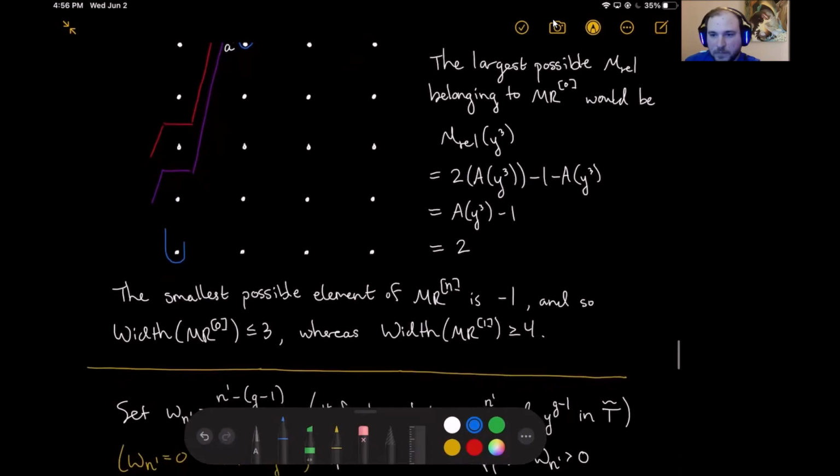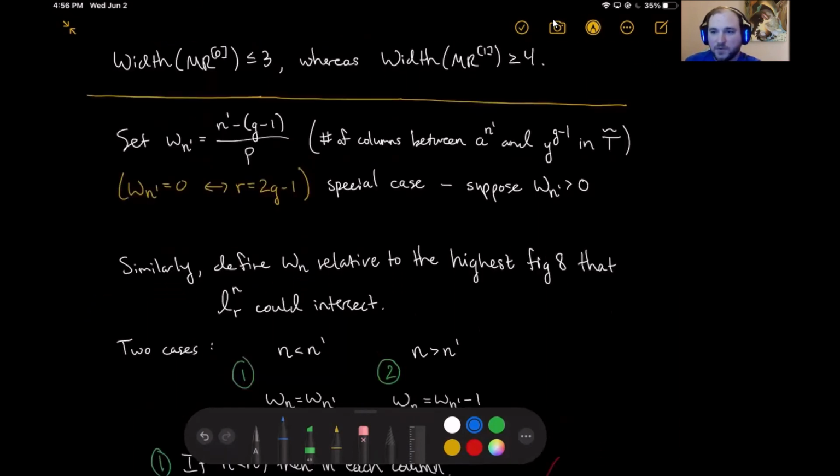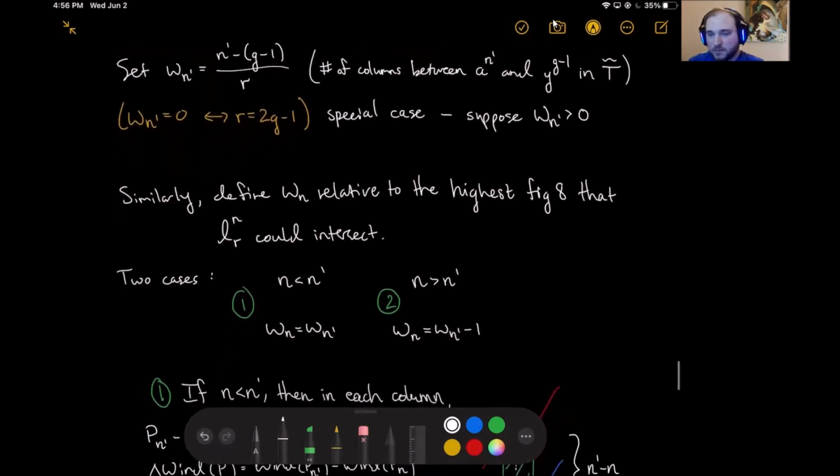And then when you want to handle larger slopes, we define omega n prime to sort of be the number of columns that the lift of the solid torus curve has to traverse between column 0 and the one where it intersects that final figure 8. It should have been an R, sorry. It'll be a special case when this number is 0, when the lift intersects at the maximal height immediately. You can see that this means that the surgery slope is the maximal one, that I won't go into, but it's fairly quick.